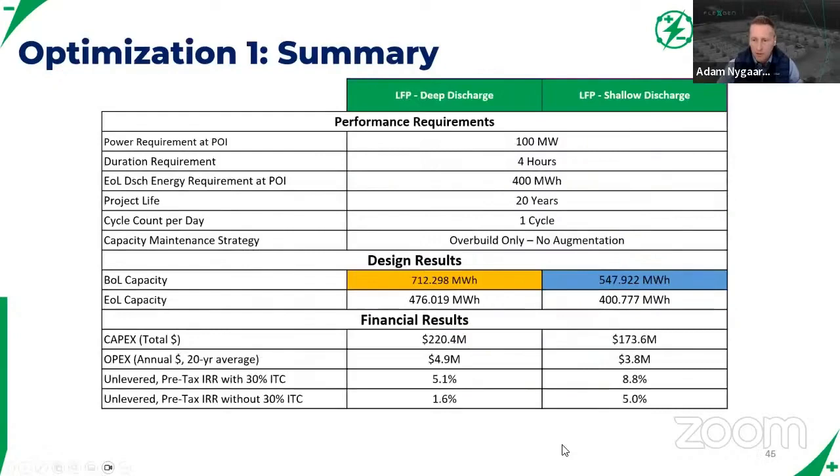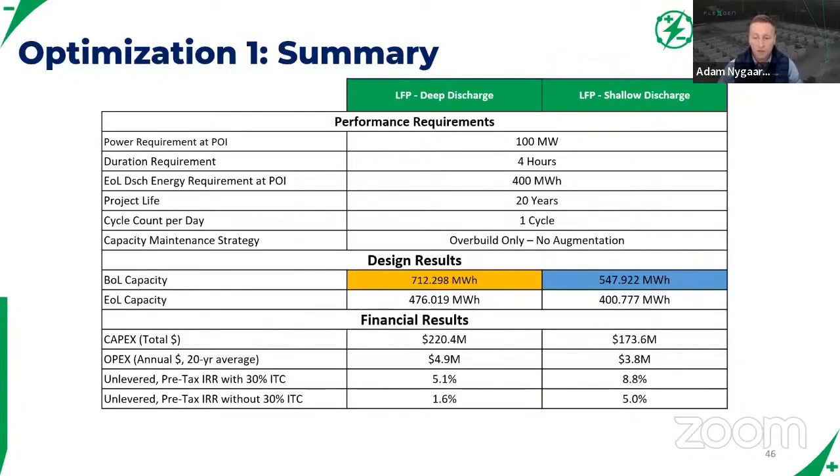Yeah, thanks, Sharif. So, performance requirements. Sharif, we just covered all these. They're the same for each situation. And in this case, again, we're assuming no augmentation. Whatever you install in year 0 gets you through the entire 20-year life. Not the typical way to design a project, by the way. But here are the results, and they're kind of stunning, to be honest.